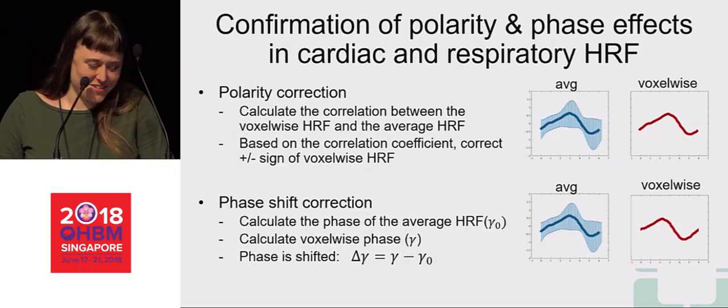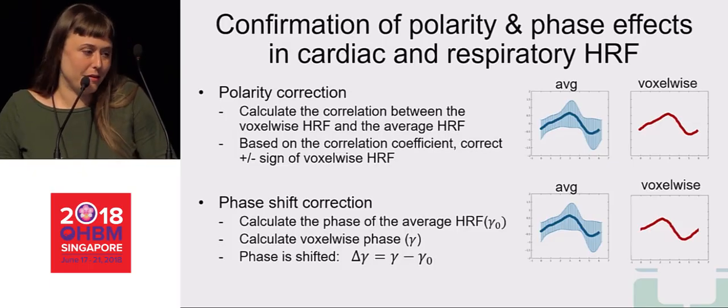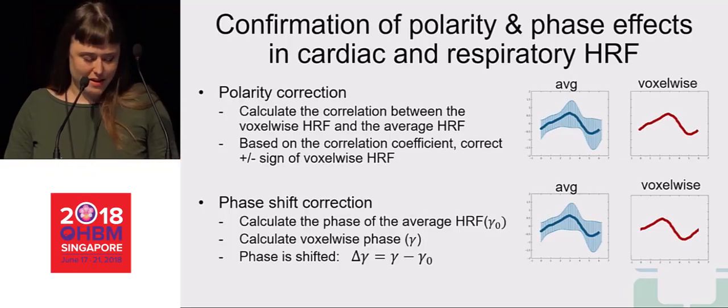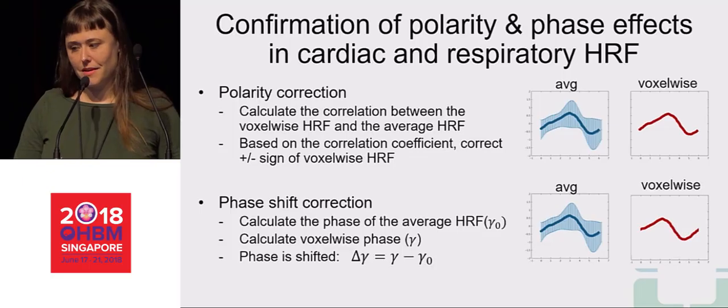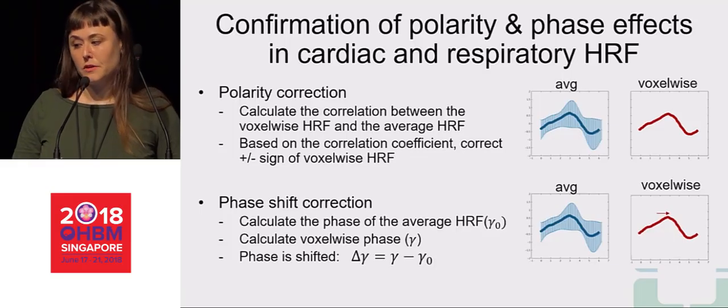The phase shift correction was similar in that we calculated the phase of the voxel-wise HRF and the average phase across the top 1% of voxels, and then we just subtracted them. So it's just a shift.